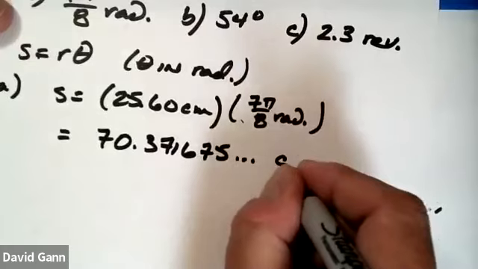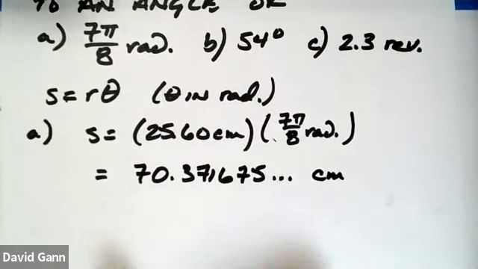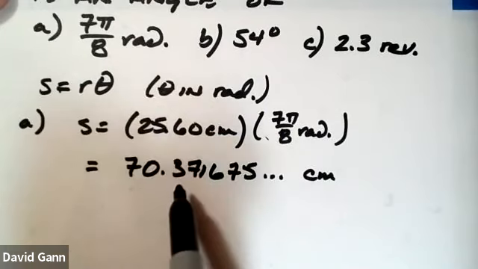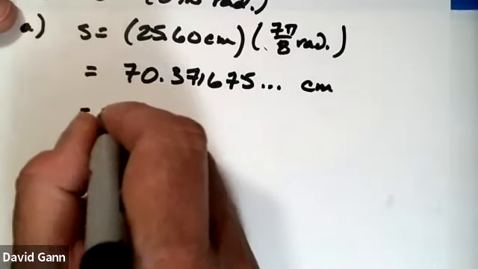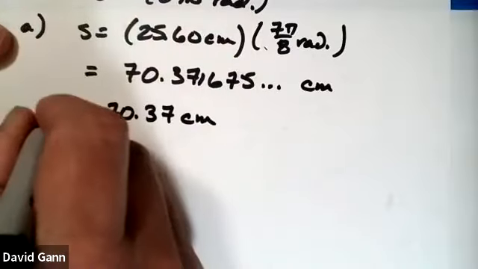This is in centimeters. And now we apply the rules for significant digits, which is to count up the number of digits of the two factors. Remember, this is infinite, this is 4, so we need to truncate this down to 4 significant digits. So our answer is 70.37 centimeters.